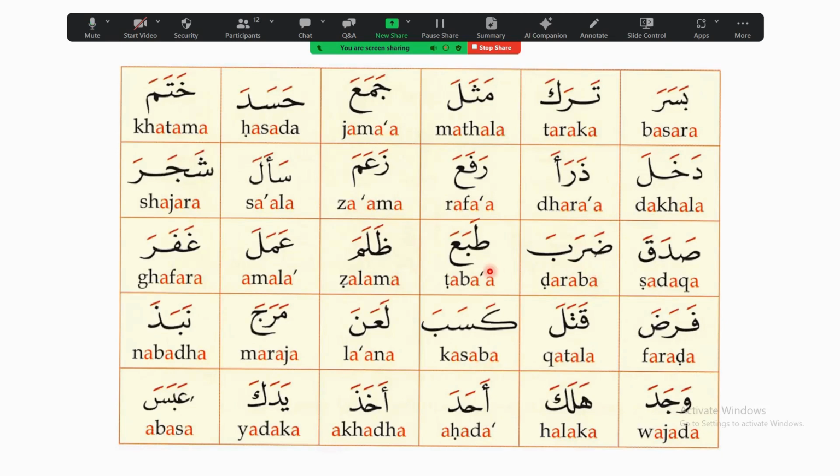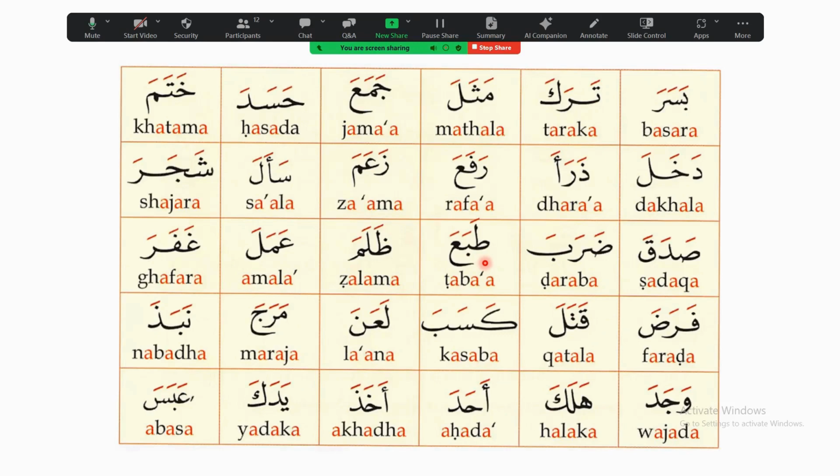Okay, so the next word here is طبع. In this word, the first letter ta is a heavy one. I'm not saying the light ta, otherwise this will become the light ta letter, right? Like the way we said in taraka. This is a heavy ta letter. So we will say طبع.